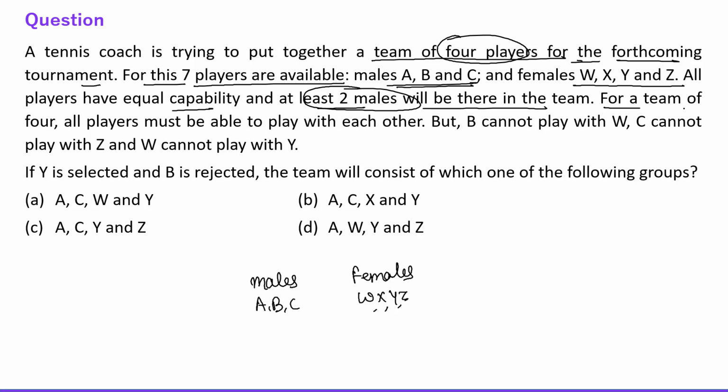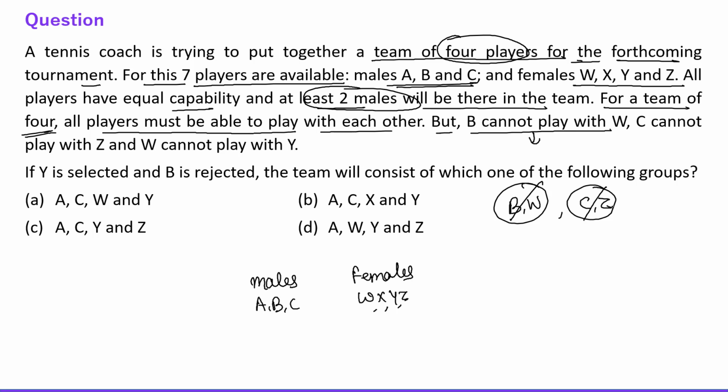For a team of 4, all players must be able to play with each other, but B cannot play with W. Please note it down. B cannot play with W, they can't be together. C cannot play with Z, CZ can't play together, and W can't play with Y. W and Y can't be together. So now this is the condition of the question that we have written over here.